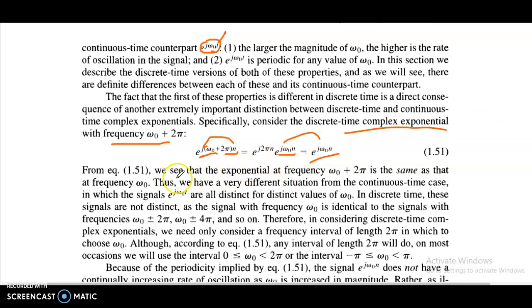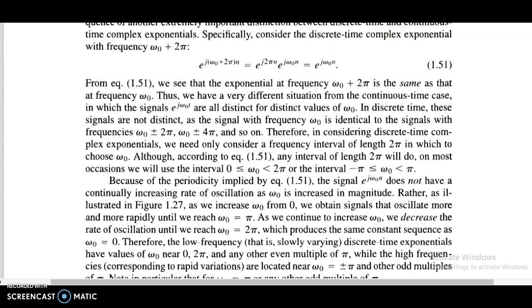So from this equation we see that the exponential at frequency omega naught plus 2 pi is the same as that at the frequency omega naught. That is, the exponential at the frequency omega naught plus 2 pi is the same as that at the frequency omega naught.